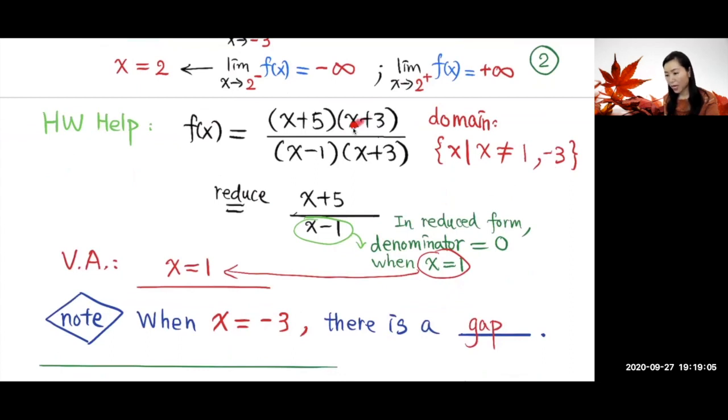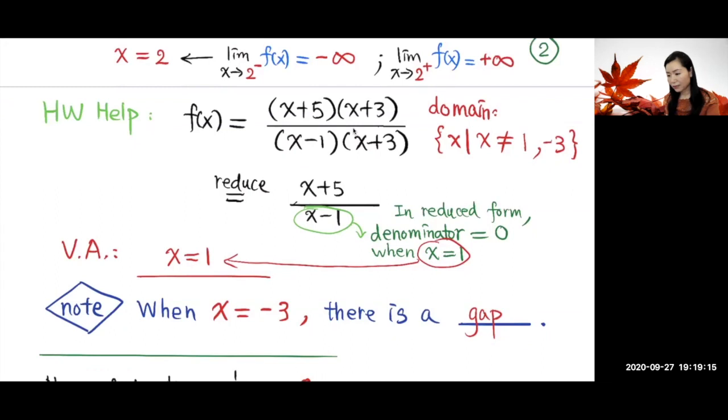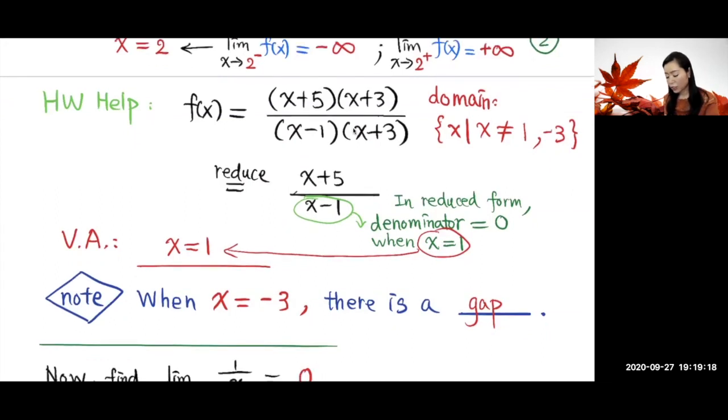Now, after you find the domain, you can reduce it. So we can divide out this x plus 3, leaving you with this simpler expression here. This is called the reduced form of this function, but notice that you still have to keep this domain here because this is the original domain for the function.